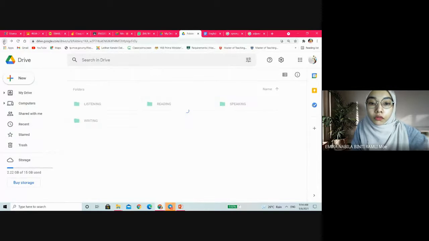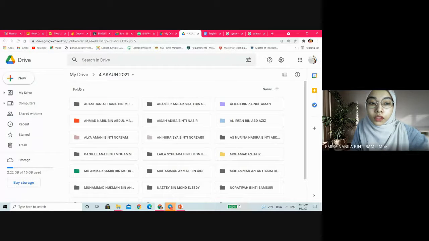Open for account and then you just open his name. Sama juga dengan the other students. If you want to have a look at Al Irfan, you can just open his folder. Okay, so that's how you learn from other people lah kalau according to me. Okay, so right now let's go back to our Google Jamboard.